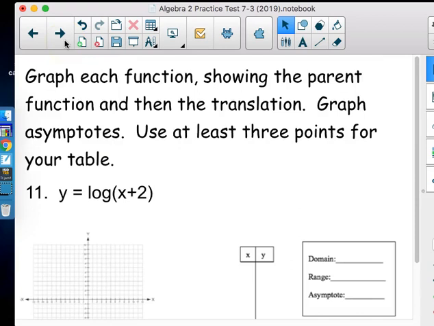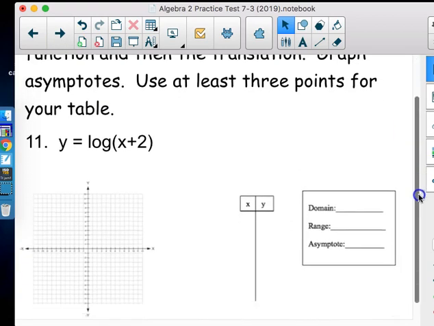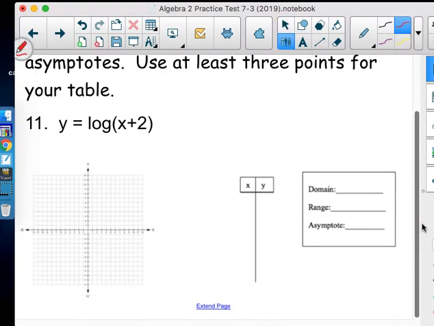Same instructions. Let's look at this one. How do you want to start? Parent function. What would it be? Log of x. Yeah, we don't take the plus 2. That's part of our translations. So log of x equals, wait a second, we're missing a base. Yes, base 10. When it's not there, base 10. Then what? Snail shell.